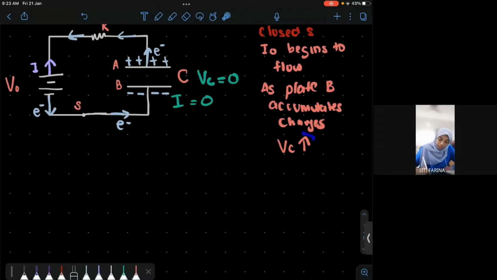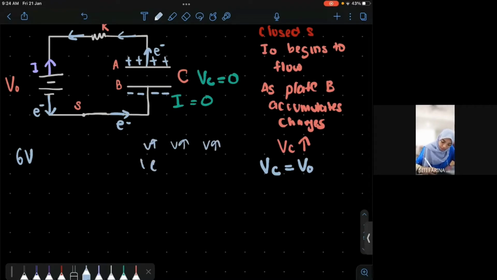As it is slowly increasing, at one point the potential across the capacitor will reach the maximum voltage across the capacitor. What maximum voltage across the capacitor means is that it has the same value as your power supply. So as you are slowly storing the charge, your V is going to increase, and at one point this V will have the same amount as V0. For example, your power supply is 6 volts, you are slowly placing the charge, V will go up. V goes up until your VC has the same value as 6 volts.